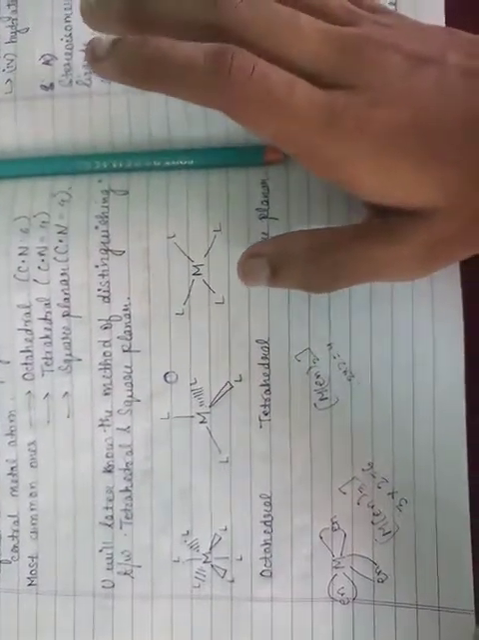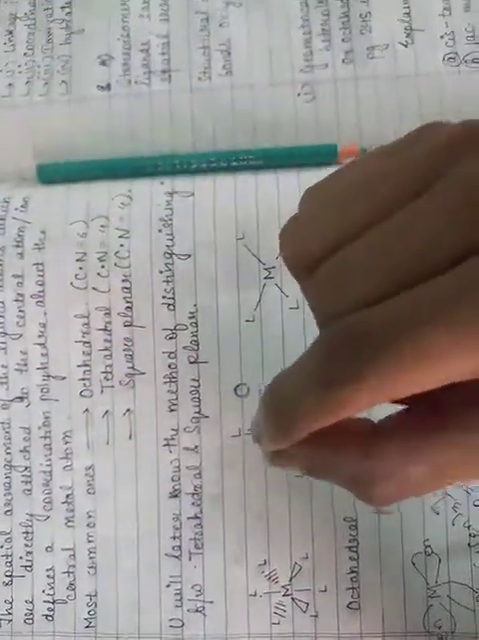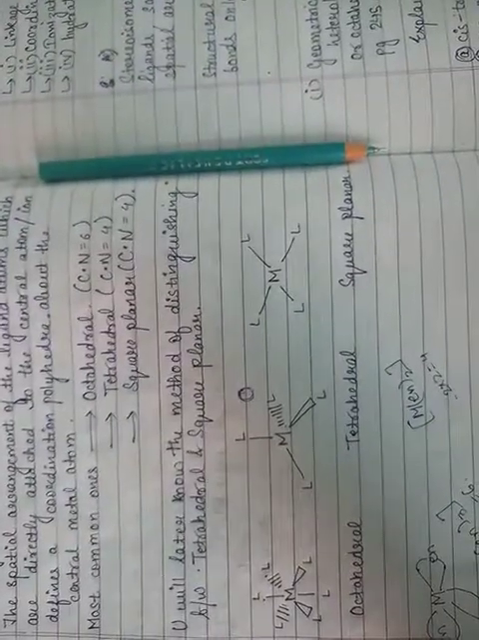Now what is a tetrahedral structure? You know how it looks like. It is one central metal atom, two like this, and one outward, one inward. You know what a tetrahedral structure looks like, right? And you have learned that in the chapter chemical bonding also. Tetrahedral is the same here.